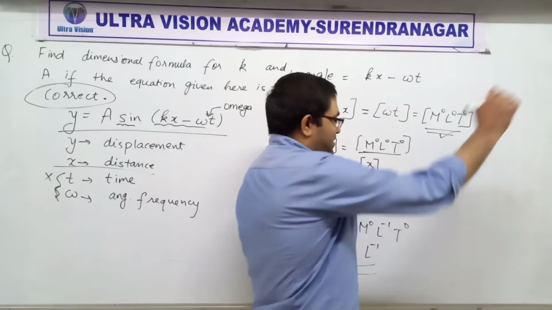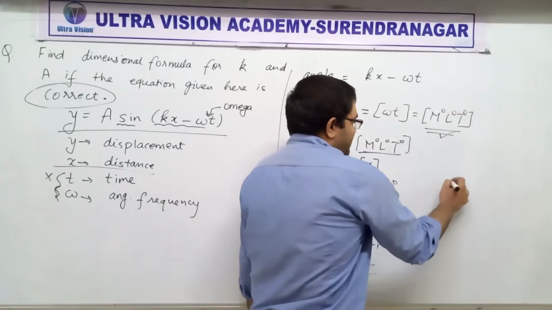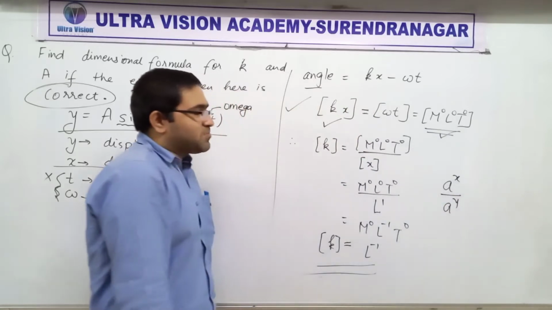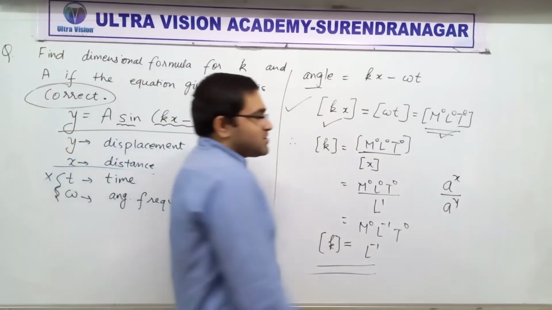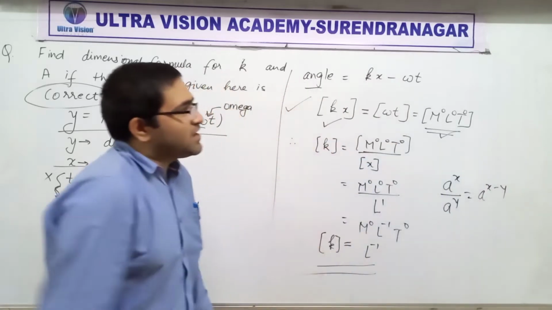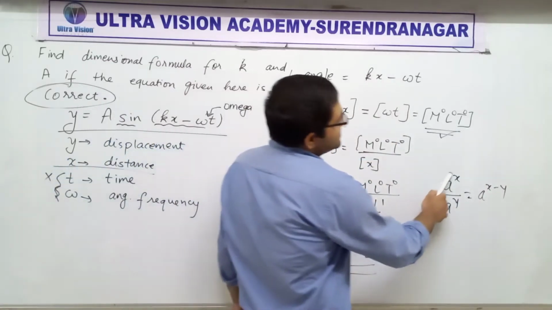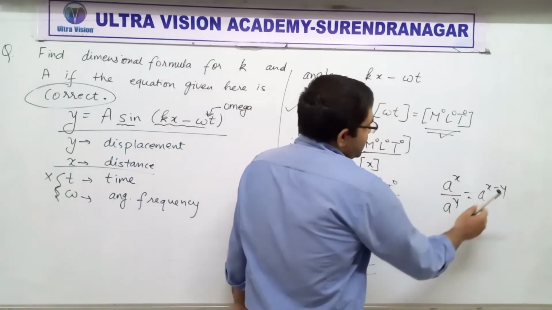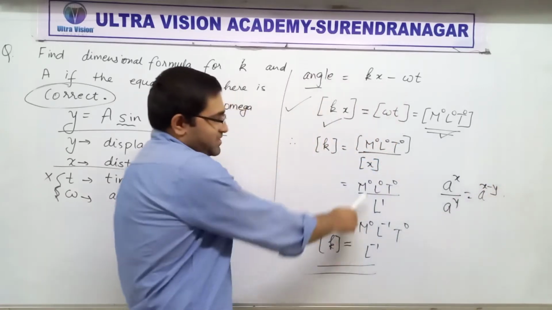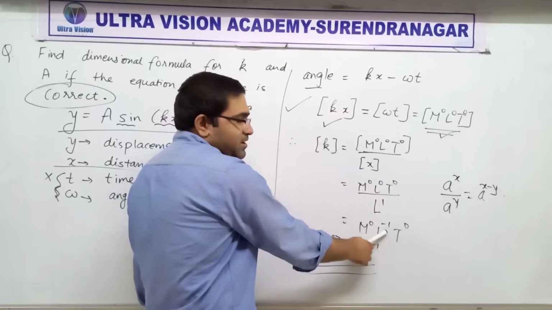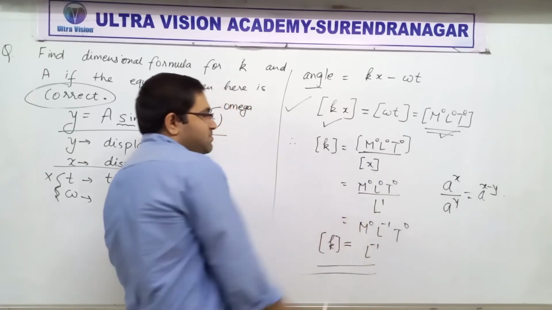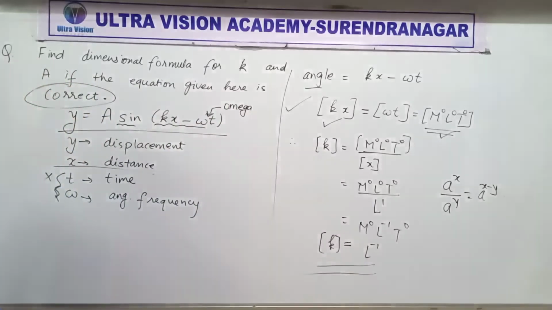I hope, Shantanu, now you have learned how to divide things. When you divide a raised to x upon a raised to y, you get a raised to x minus y. I am making it clear. So that same thing here: 0 minus 1 is minus 1. That's how you get l raised to minus 1.